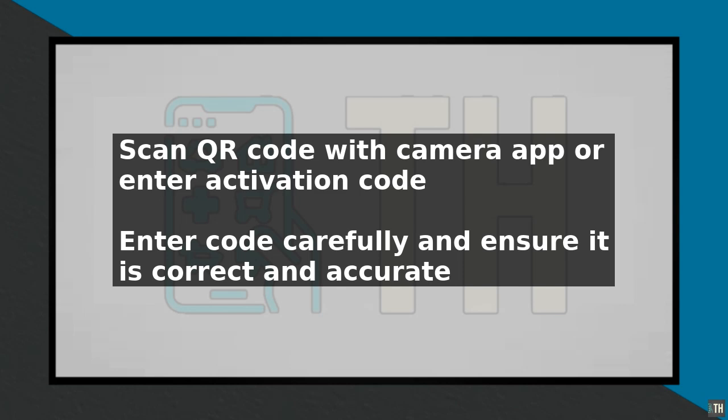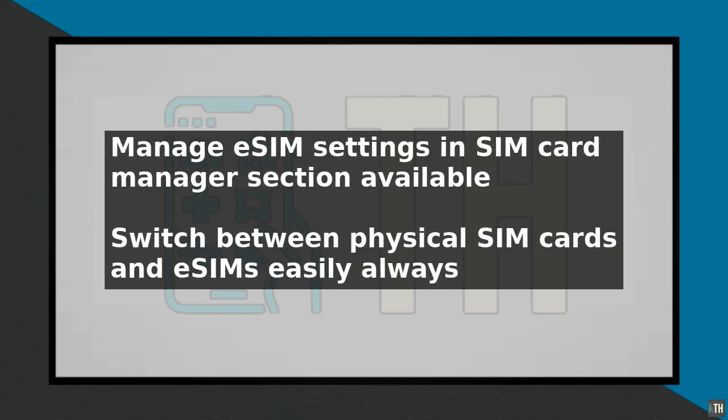You can manage your eSIM settings in the SIM Card Manager section, including switching between physical SIM cards and eSIMs. It is essential to note that not all devices support eSIM, so check your device compatibility before attempting to activate it. Additionally, some carriers may have specific requirements or restrictions for eSIM activation, so it is best to contact them directly if you encounter any issues.